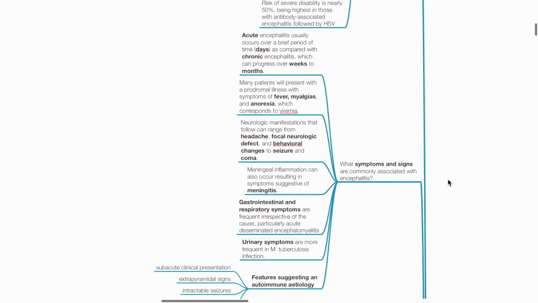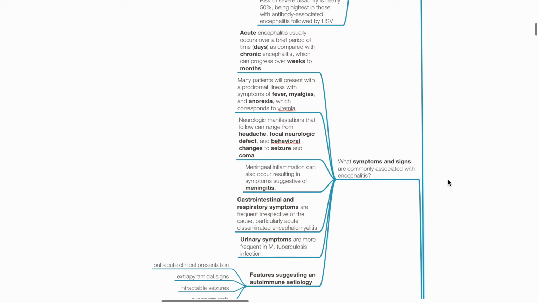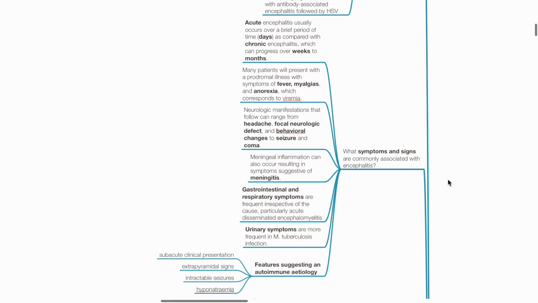What symptoms and signs are commonly associated with encephalitis? Acute encephalitis usually occurs over a brief period of few days, as compared with chronic encephalitis, which can progress over weeks to months. Many patients will present with a prodromal illness with fever, myalgia, and anorexia, which corresponds to viremia. Neurologic manifestations that follow can range from headache, focal neurologic deficits, behavioral changes, to seizures and coma.